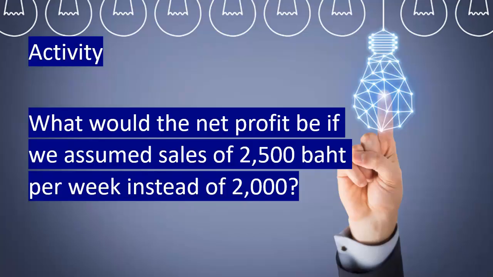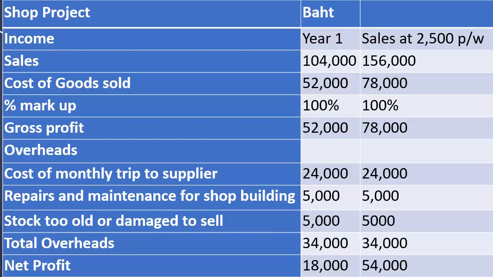You take a little time to do this. I'm going to go ahead with the answer, so you might want to pause the video now and go ahead when you're ready. Here we go with the answer. So now we have the same figures as before in the middle column. In the right-hand column, we have the sales at 2,500 per week.